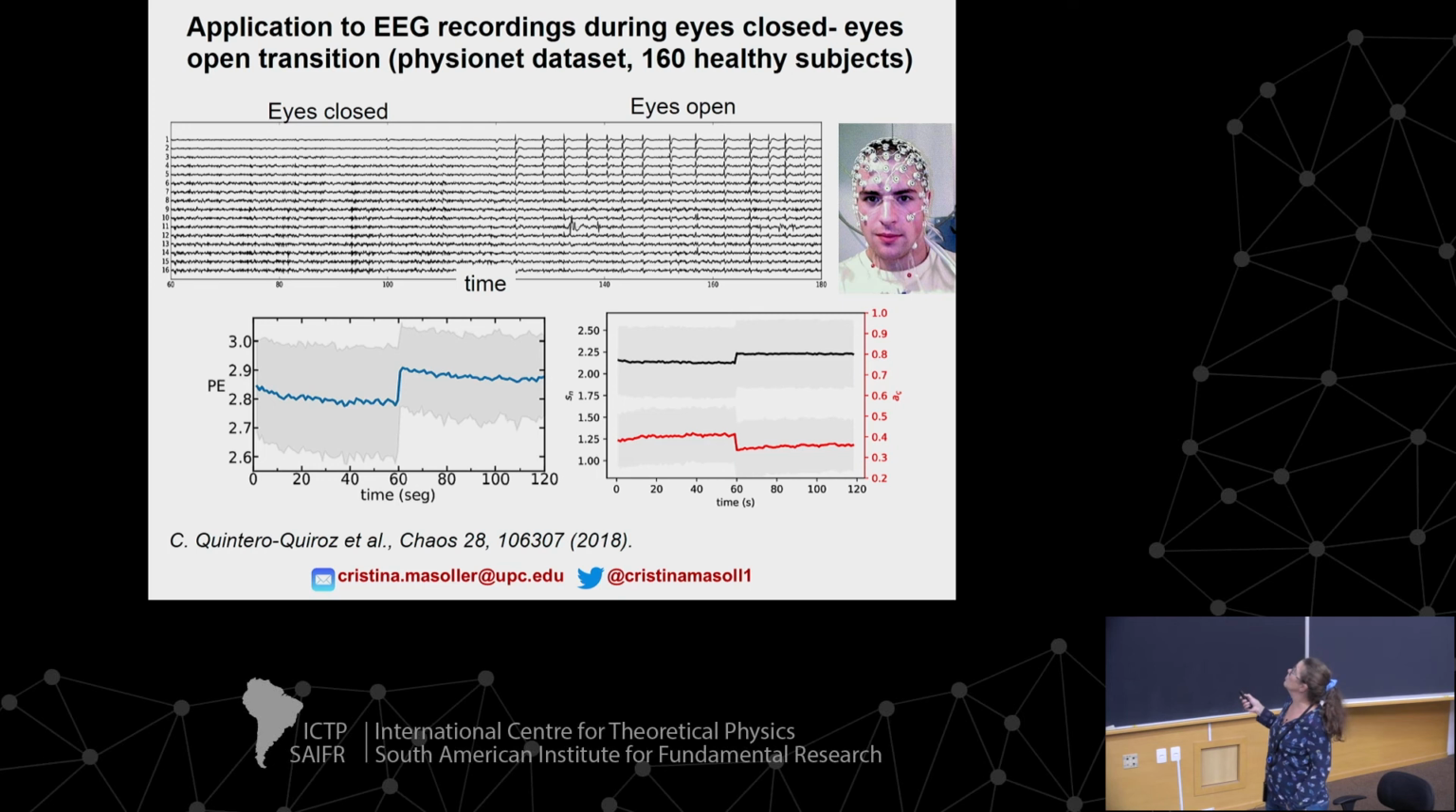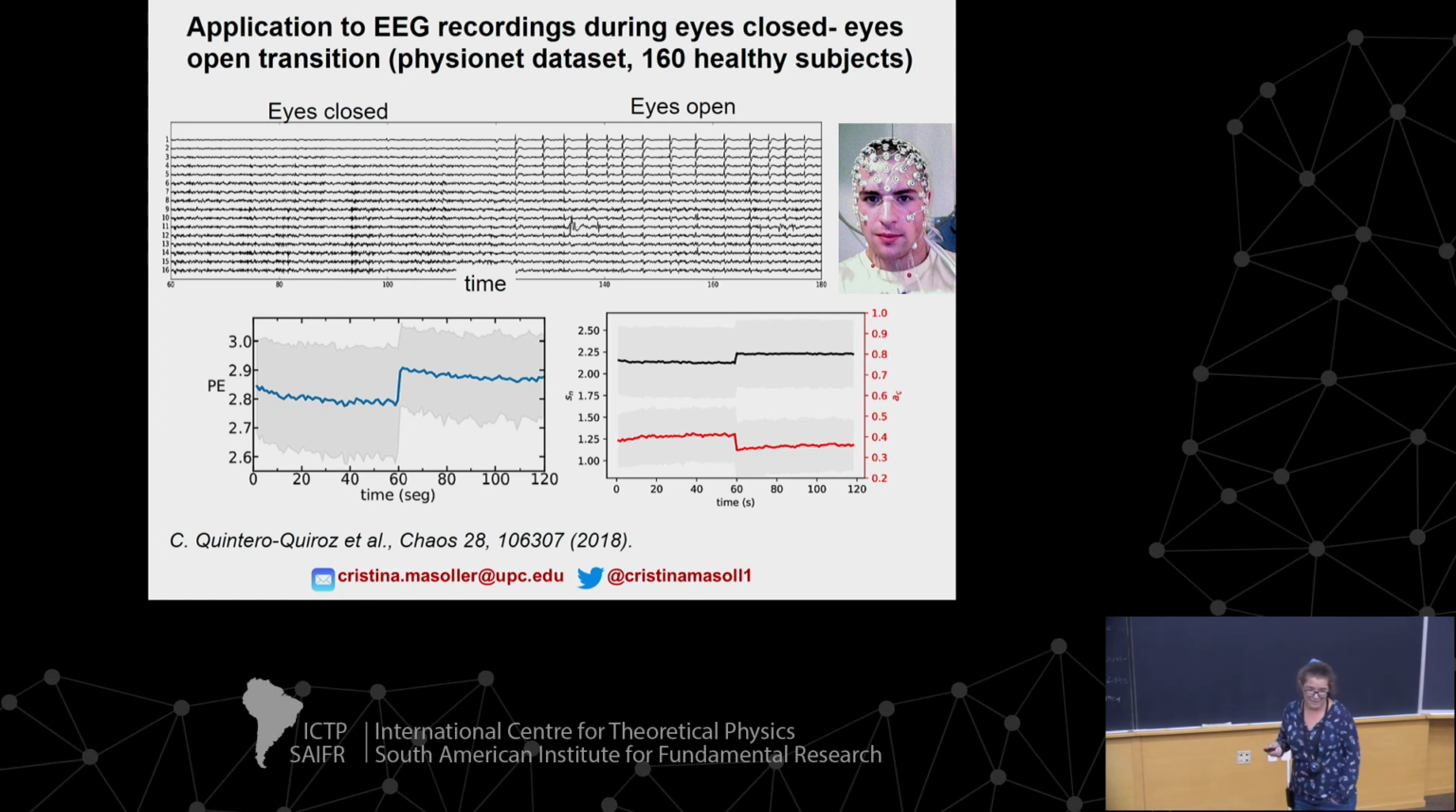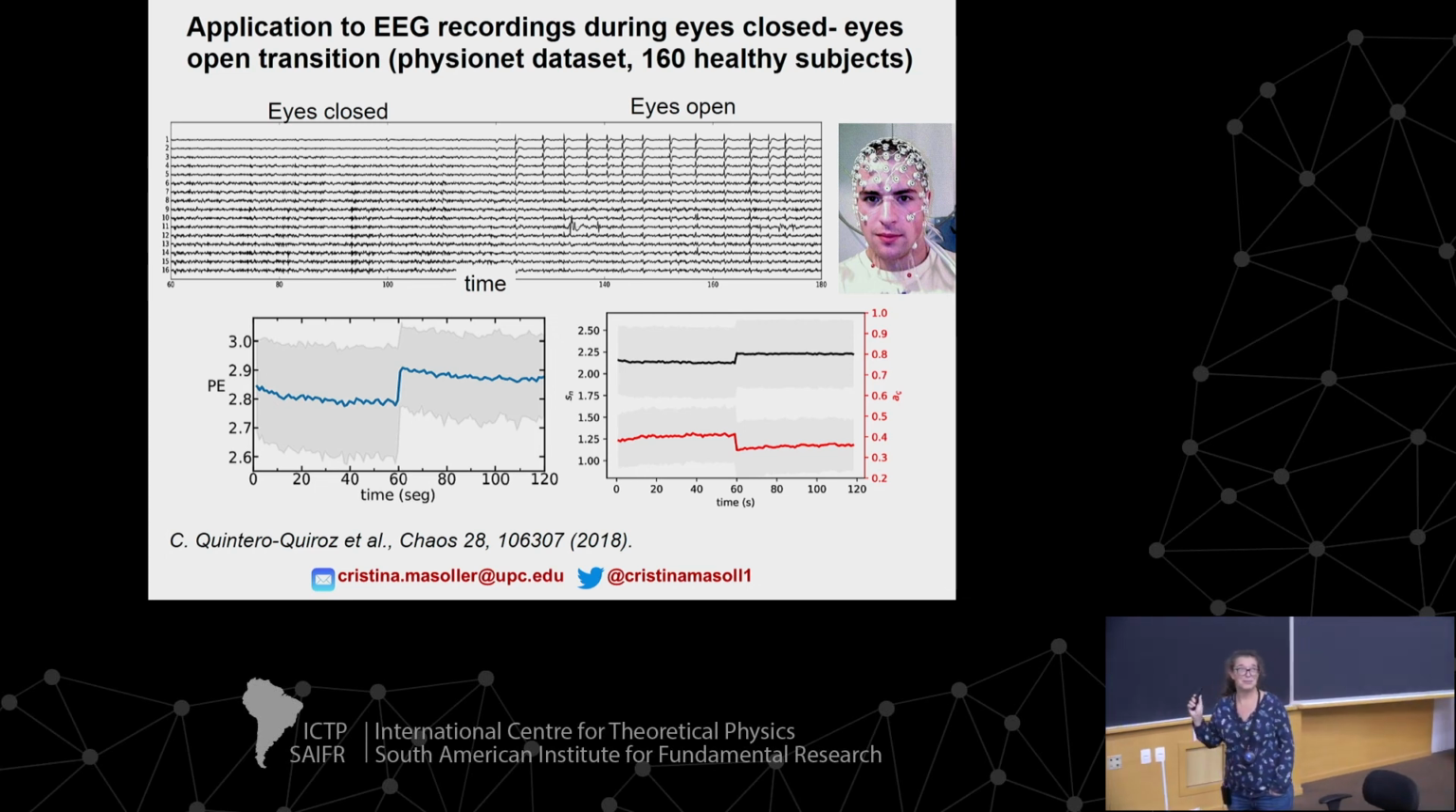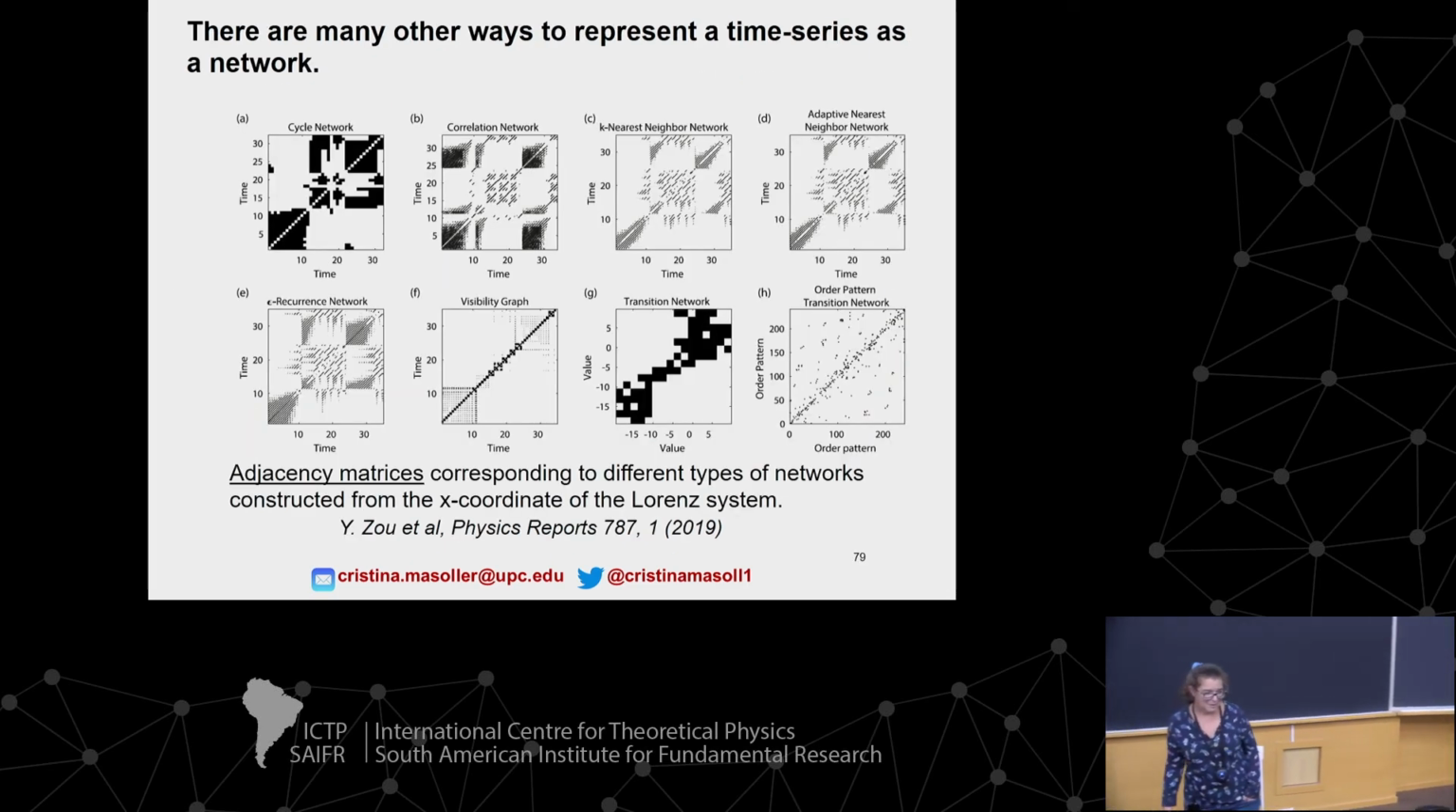But the change occurs also after 1 minute that the person opens the eyes. Of course, in the data set that we analyzed, there were like 100 people, so there's a lot of variability, and it's not possible to fully separate these 2 states. Anyway, concluding this part, there are many methods to represent a time series as a network. I basically talked about the transition network, this one, the ordinal pattern transition network here, but there's the visibility graph, recurrence, cycles, and so on.